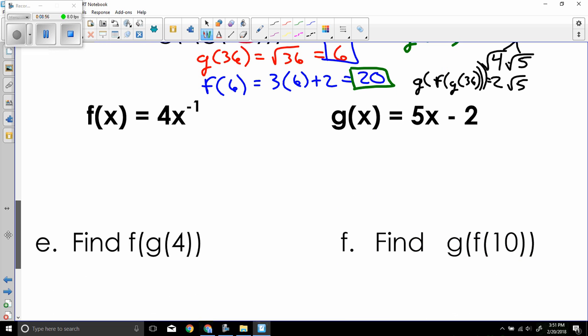If you're feeling confident, I think now is a great time. Pause the video. Use these 2 new functions that I got here, and try out e and f. The real key part is that this f of x also could have been written as 4 over x.